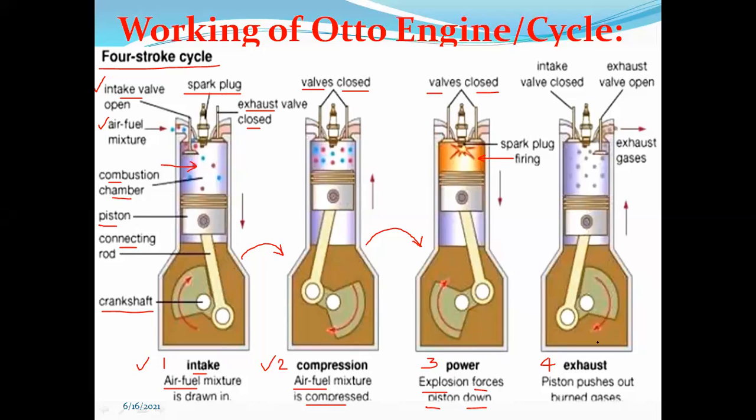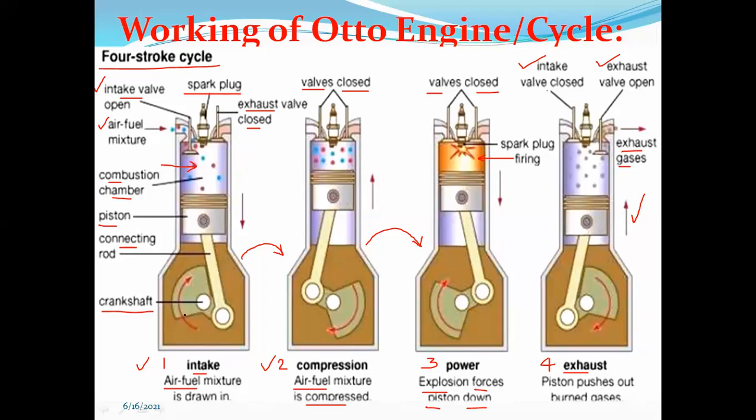Okay. And after that, in the fourth one, that is the last process of this auto engine, which is nothing but the exhaust process. So in this exhaust process, the intake valve or inlet valve is closed. Now, the exhaust valve, which was closed in the first, second, and third process, is open to remove the exhaust gases. The exhaust gases are removed by the help of upward movement of the piston.